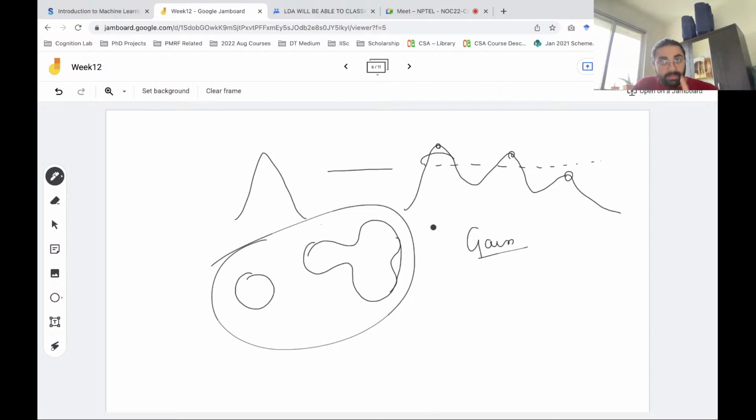Not just circles, which is the point they're trying to make. They can be even elliptical.